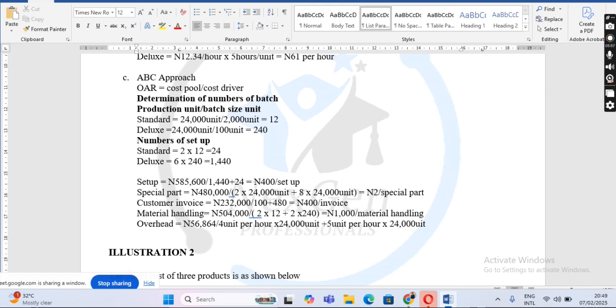5 units per hour means that you will use 5 units to produce 1 unit. It is 5 hours per unit. It's supposed to be 5 hours per unit, not 5 units per hour. Sorry about that. So this should be 5 hours per what? Per unit, right? 5 hours per unit.